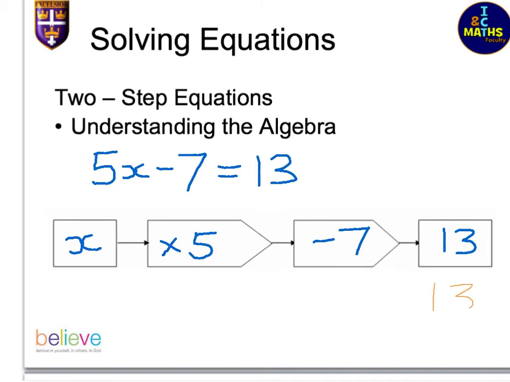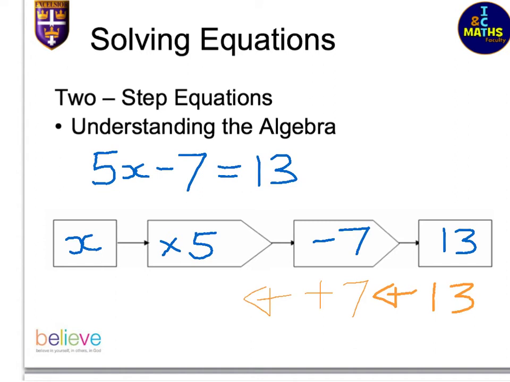Reversing it means we would start at 13. We would work back towards finding what x is. I need to understand about inverses again. So the inverse of taking away 7 is what you would do that's the opposite of taking away 7. So that would be adding 7.